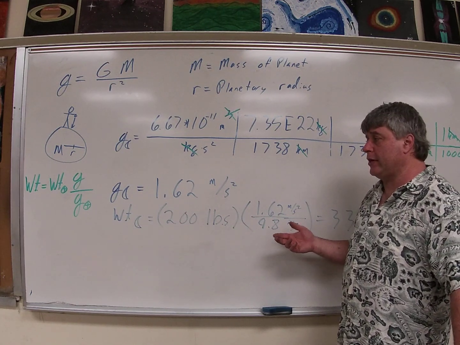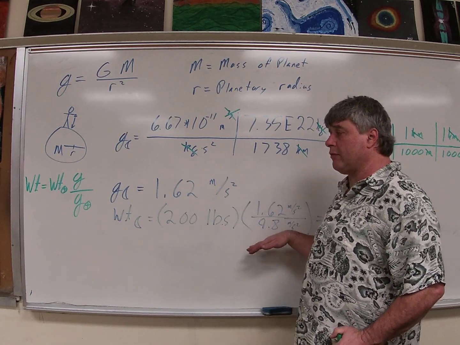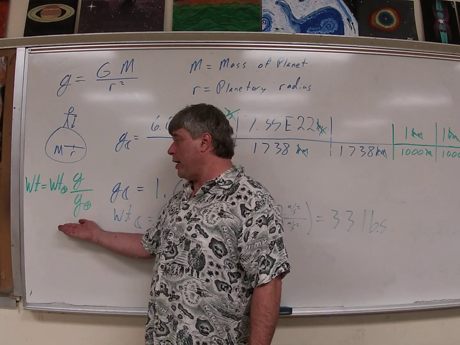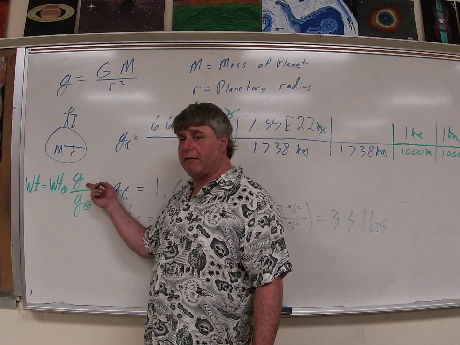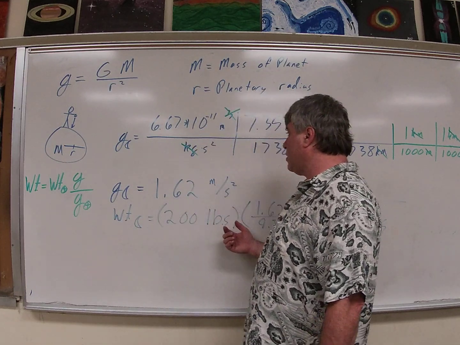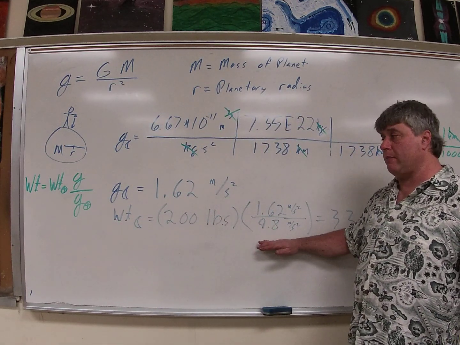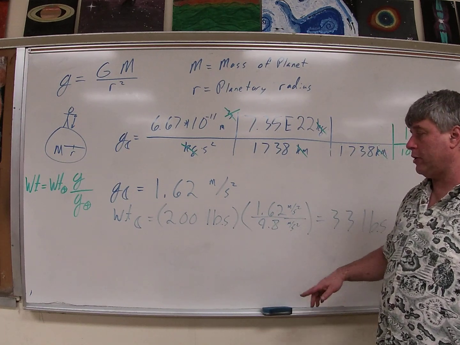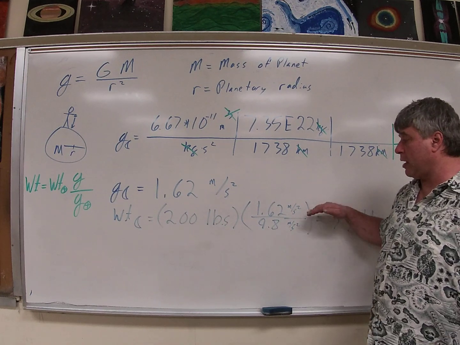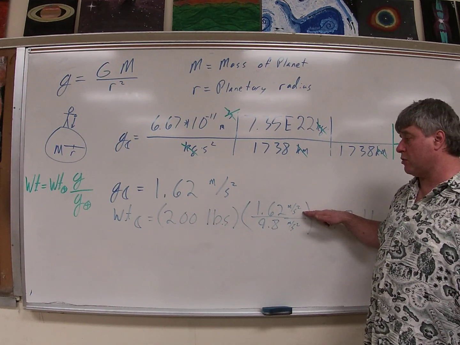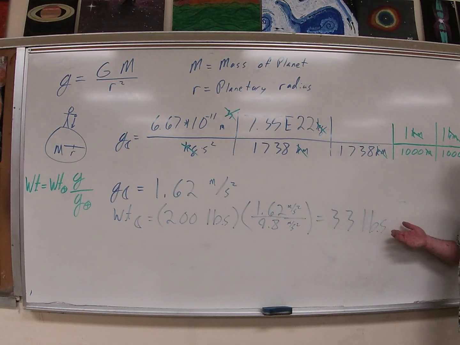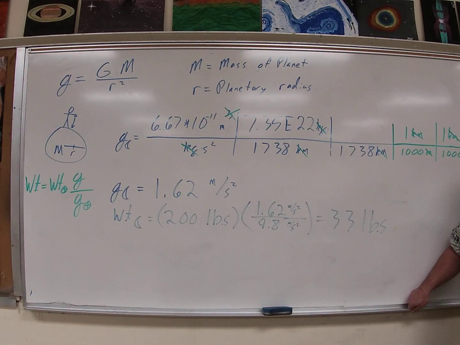The second half of this is where we compare surface gravities to give your weight on the moon. So we have this formula: weight on Earth times the surface gravity on the planet divided by the surface gravity of Earth. Earth's surface gravity is a constant. It's 9.8 meters per second squared. And so what we do is, let's say I weigh 200 pounds. Then we multiply that by the ratio of the surface gravity. I weigh 200 pounds on Earth. On the moon, I would weigh 33 pounds.